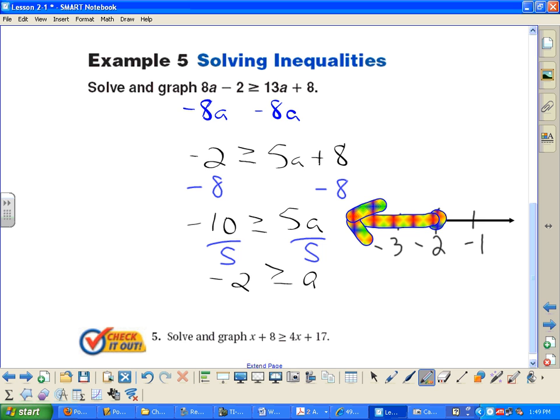Left. Okay, so a is less than or equal to negative 2. Make sure you bold it in. Make sure you put an arrow there. Now you could always check a number to see if it's right, because I could check 0, right? That's my favorite number. Okay, so if I put 0 in here, is negative 2 greater than or equal to 0? No, it's not. Okay, so then 0 would be false, so it definitely goes the other direction.